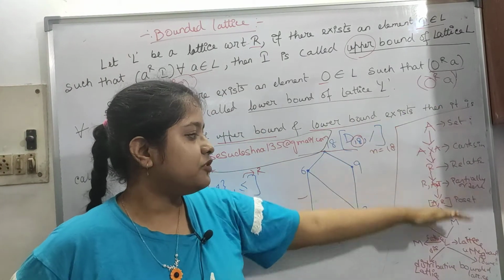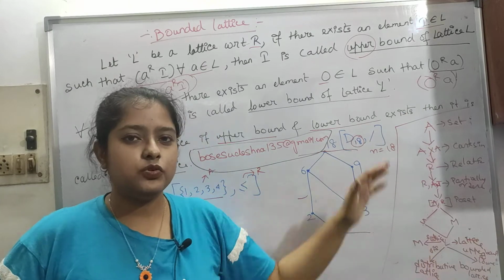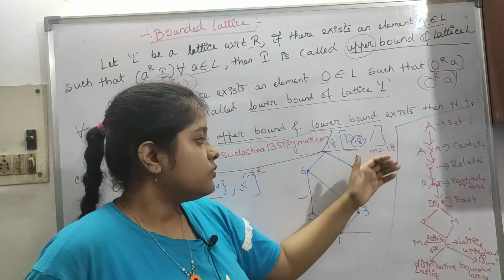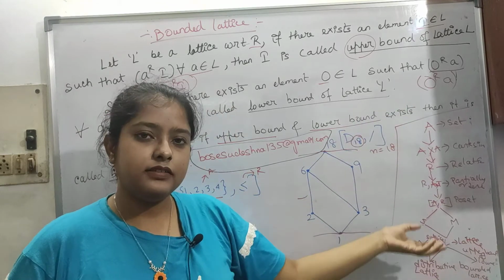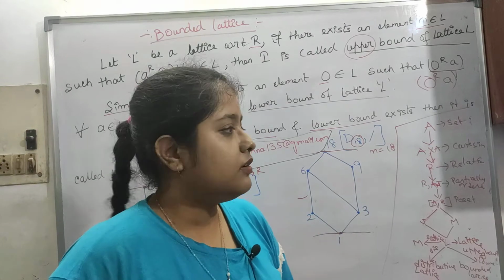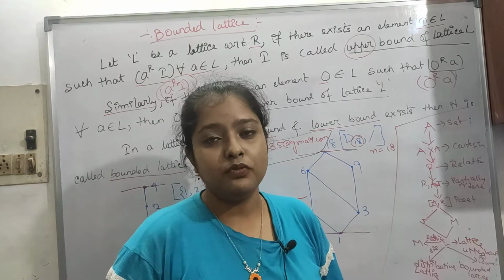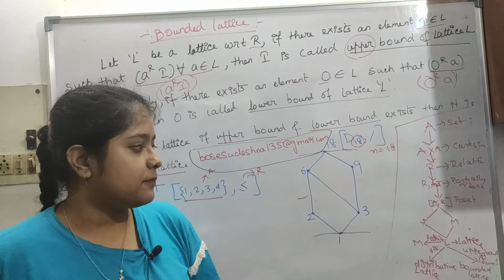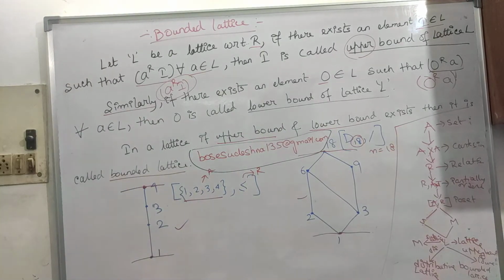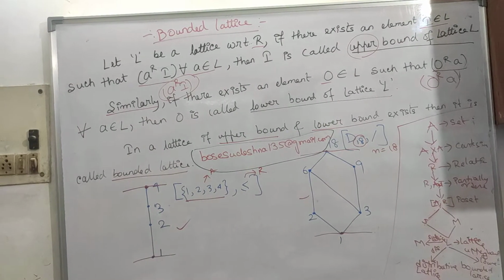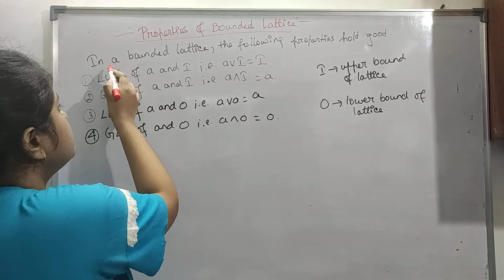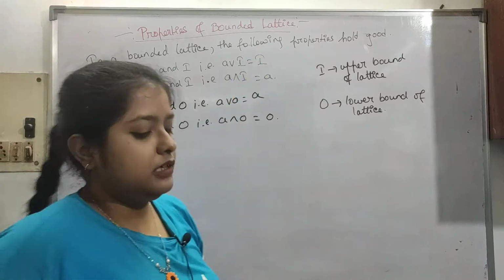See, I'm doing it here just to visualize how we are going one by one, okay. So you can also practice it while doing, okay. So this will get pasted on your brain, so you don't have to worry, just practice with me, okay. So now let's see some properties of this. In a bounded lattice, the following properties hold good, okay.